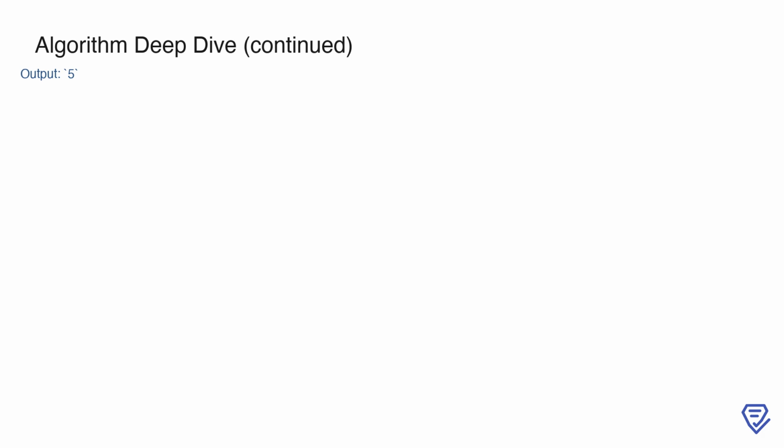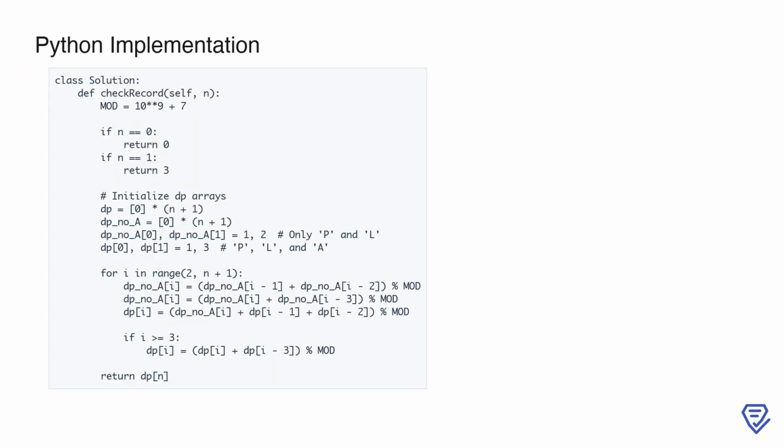Moving forward, we can explore dynamic programming and optimization techniques to address these challenges more efficiently. This Python implementation solves LeetCode problem number 552, Student Attendance Record II, using dynamic programming. The goal is to count all valid attendance records of length n where there can be at most 1 A, absent, and no 3 consecutive L, late.